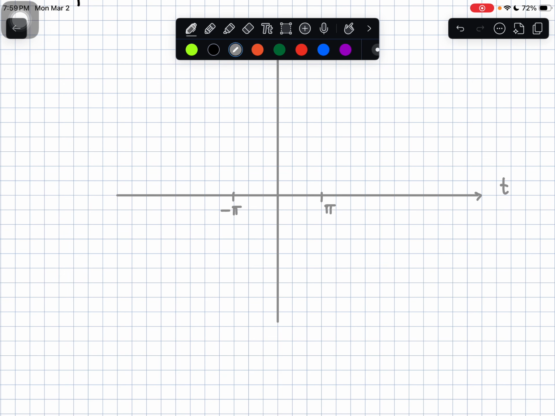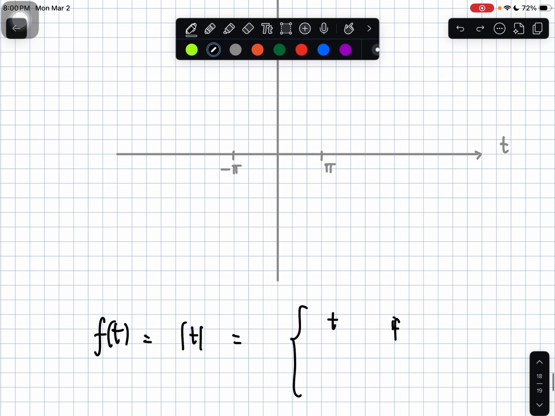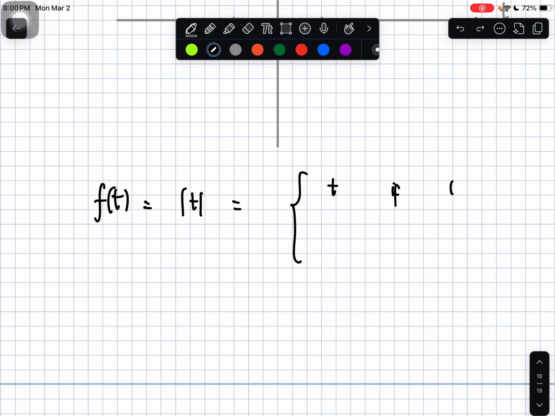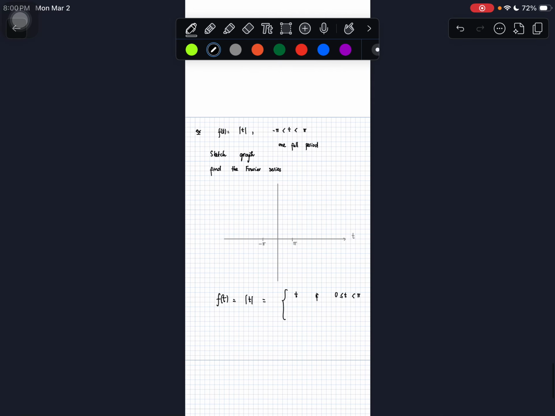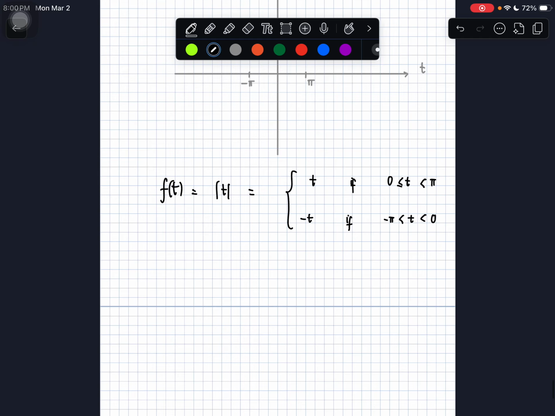This means that f(t) equals the absolute value of t, which is t if t is greater than or equal to 0 and t is less than pi, because we only need to consider the period from minus pi to pi, and equal to minus t if minus pi is less than t less than 0. So let's graph it on one period.